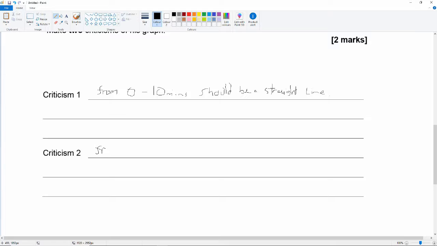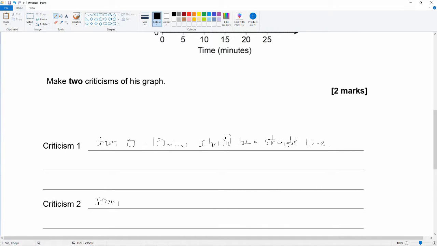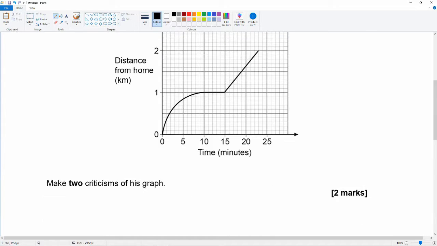So I'll say from 15 minutes to 23 minutes should have a negative gradient. Yeah, that'll do, I think.